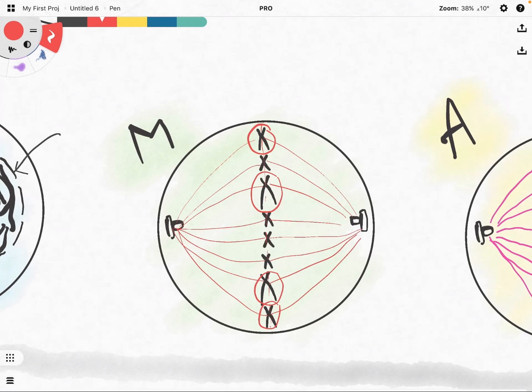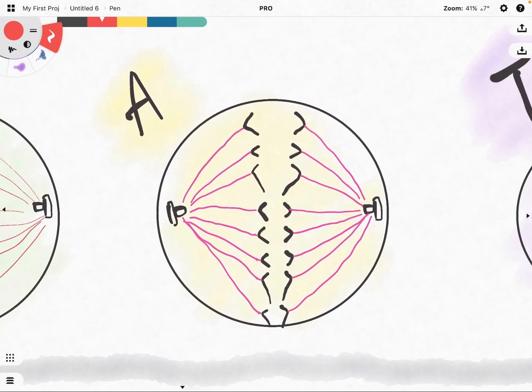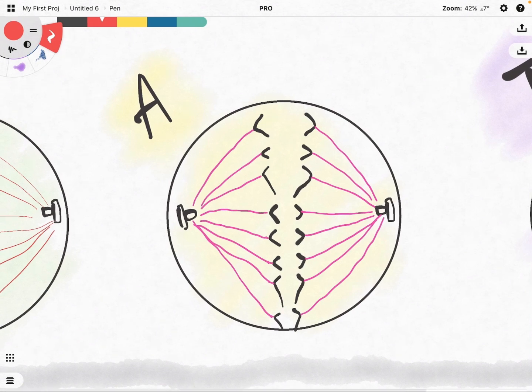Once all the metaphase chromosomes have lined up, the cell then undergoes anaphase. This is where the centromere divides, and we find that the sister chromatids are pulled to opposite poles. And they are pulled centromere first, resulting in the characteristic V shapes. Once separated, we refer to each sister chromatid as a daughter chromosome.